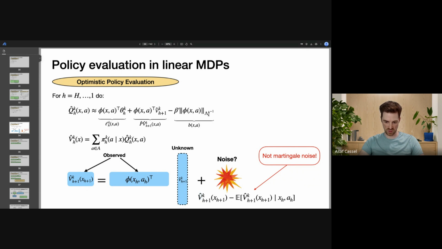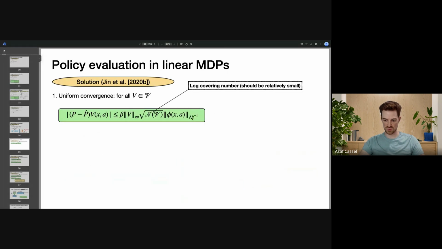Okay, so now if we want to make this filtration, then V hat will not be measurable with respect to the initial filtration, and so this thing is not actually noise. Okay, so the standard way that's already been suggested to overcome this by Jin et al. in the original work for linear MDPs is just to use a uniform convergence argument.